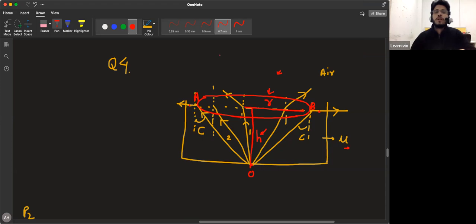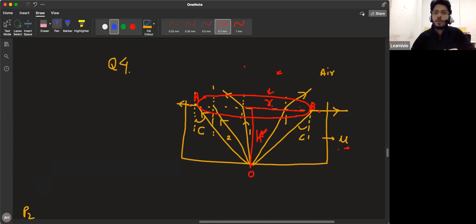Now, when the question says that he placed an opaque object in this region, the region that I'm drawing with a red color, an opaque object means rays cannot cross it. So there will be no ray that can come out of the surface. So he's just asking about the height h. You can relate this height h with this radius and this.